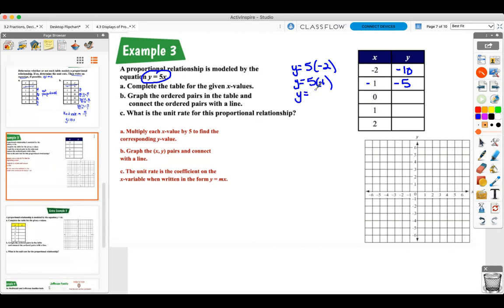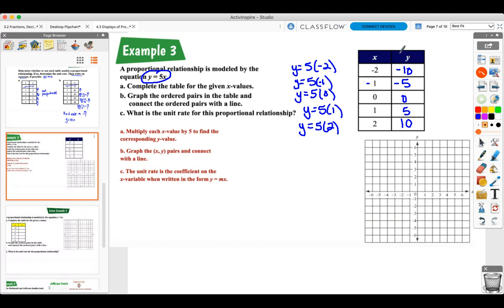Y equals 5 times 0, so that is 0. Y equals 5 times 1, and that is 5. And y equals 5 times 2, and that is 10. Okay, so now we're going to graph these ordered pairs. And there might be a point or two that doesn't fit on this graph. It's totally okay. Unfortunately, I provided a graph that's too small, but that's okay.